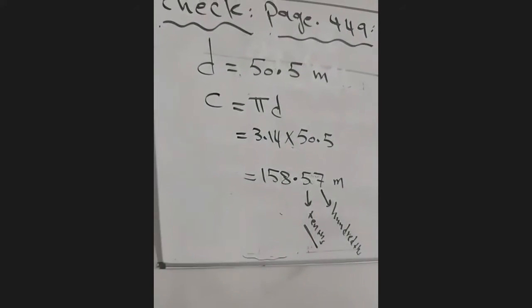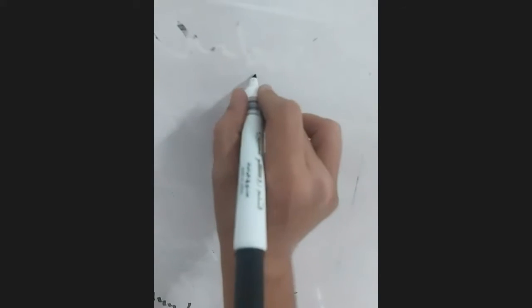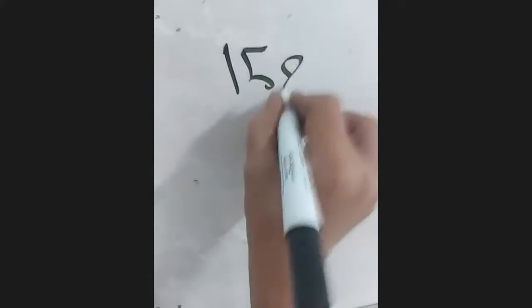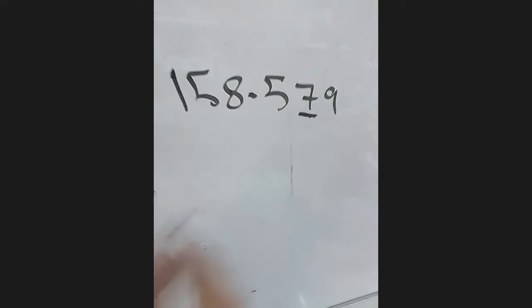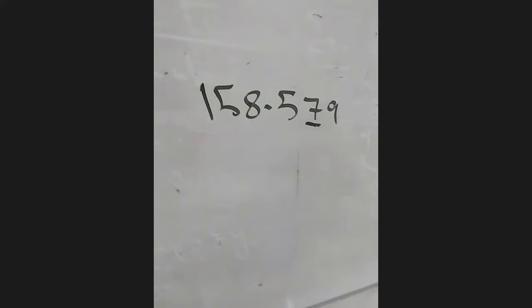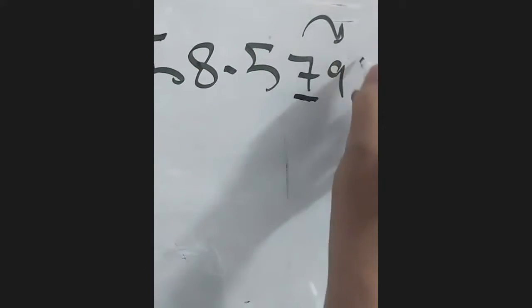This is the answer. But for example, if the answer was 158.579, for example, here the 7 is the hundredths. The question wants us to round it. To round, guys, let's remember rounding. We take a look at the next number.